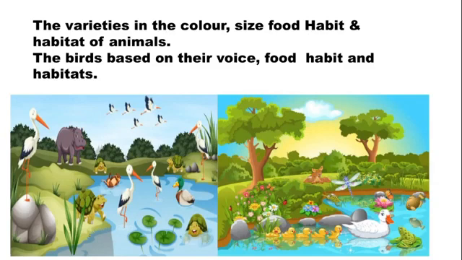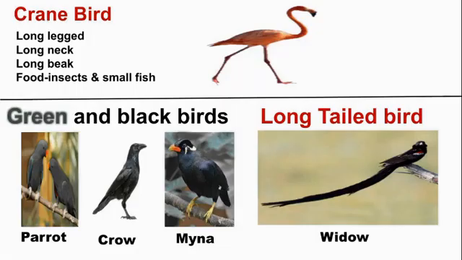So we are seeing a crane here. Let us get more information about the crane bird. See, children, how the crane is walking with long legs, and it has a long neck also. Its neck is very long, and it has a long beak also. With the help of this long beak it eats food. What is the food of the crane bird? It eats insects and small fishes.